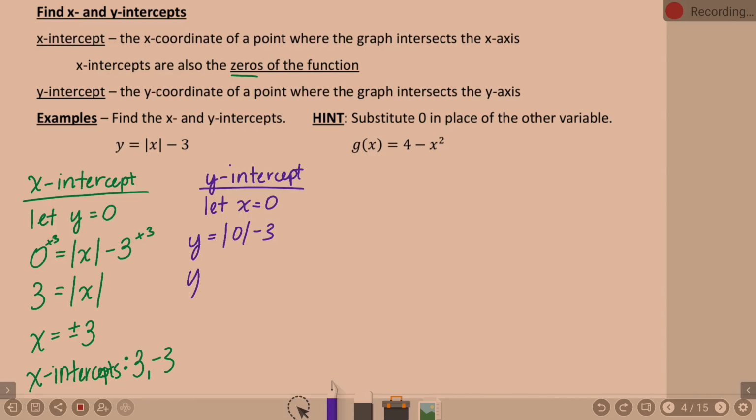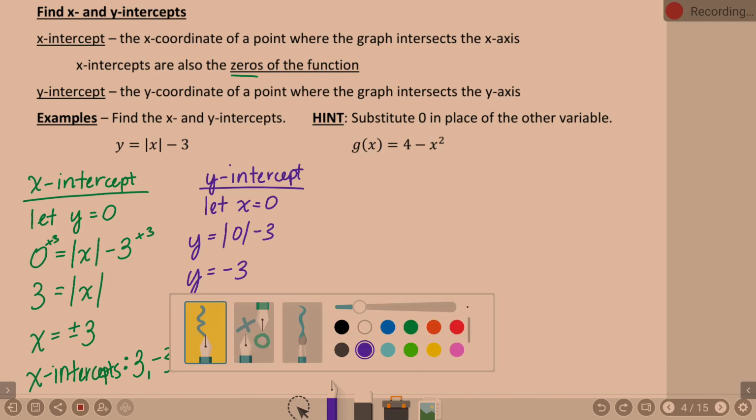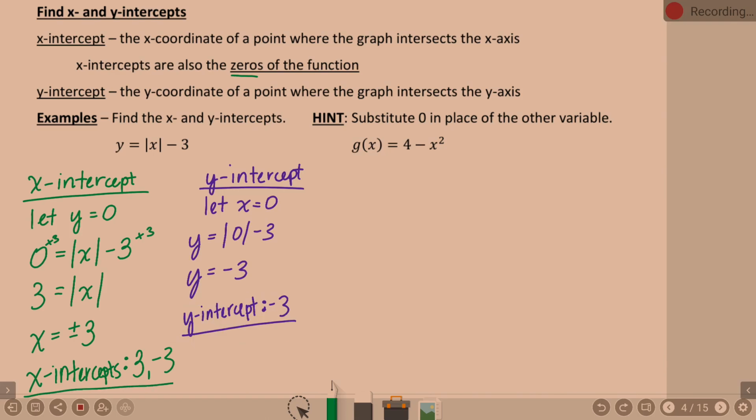Is it okay that I only have one y-intercept? Yeah. I'm not saying you couldn't have 2, but it just so works out that way. So my y-intercept is negative 3. X-intercepts were positive 3 and negative 3. Coincidence that they overlap with the 3's. Okay.